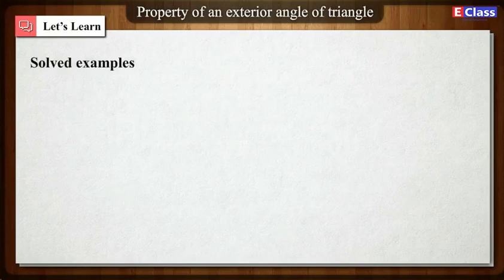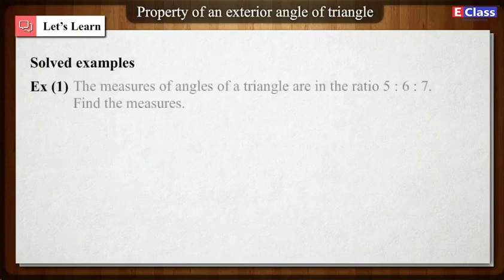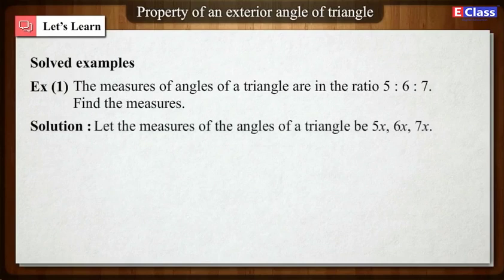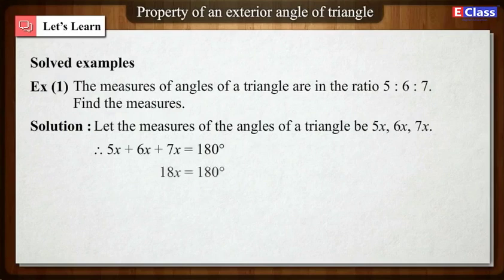Solved examples. Example 1. The measures of angles of a triangle are in the ratio 5:6:7. Find the measures. Solution. Let the measures of the angles of a triangle be 5x, 6x, 7x. Therefore, 5x plus 6x plus 7x is equal to 180 degrees. 18x is equal to 180 degrees. X is equal to 10 degrees.